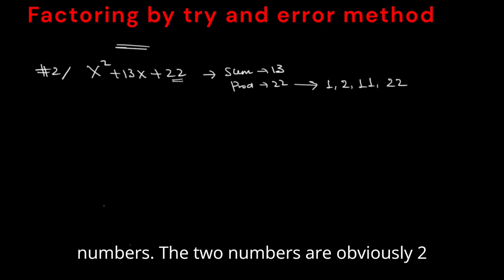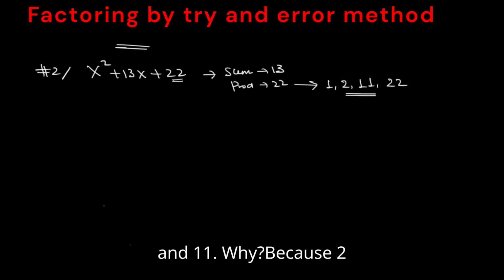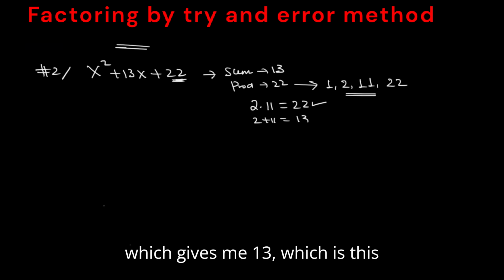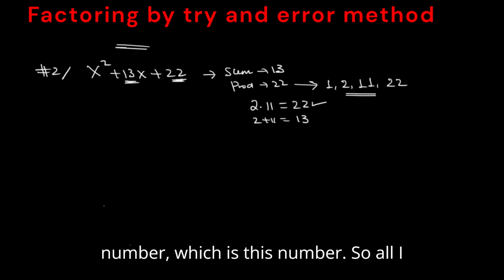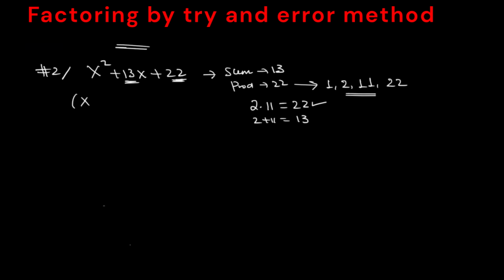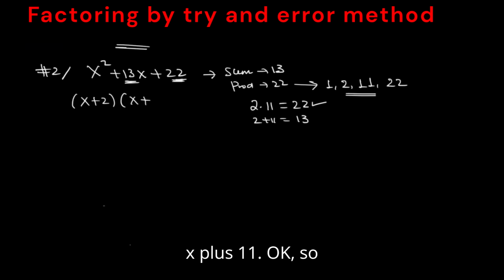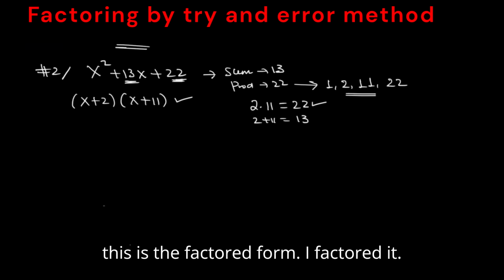Now think about two numbers. The two numbers are obviously 2 and 11. Why? Because 2 times 11 gives me 22, which is this number, and 2 plus 11 gives me 13, which is this number. So all I have to do is write x plus 2, this is positive 2, and x plus 11. Okay, so this is the factored form.